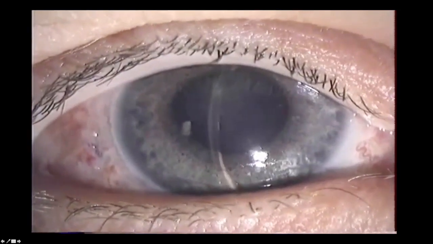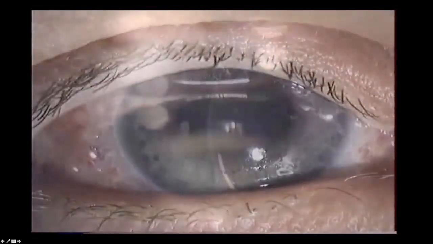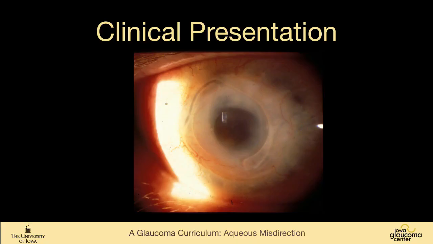This is just a patient with aqueous misdirection, showing how diffusely shallow the chamber is. And then on gonioscopy, you can see the ciliary body here because the lens is so far forward. This is a patient who had very long-standing aqueous misdirection, and his anterior chamber intraocular lens is actually embedded into his cornea.